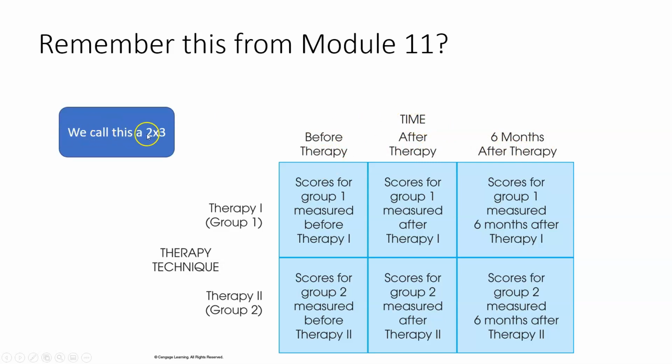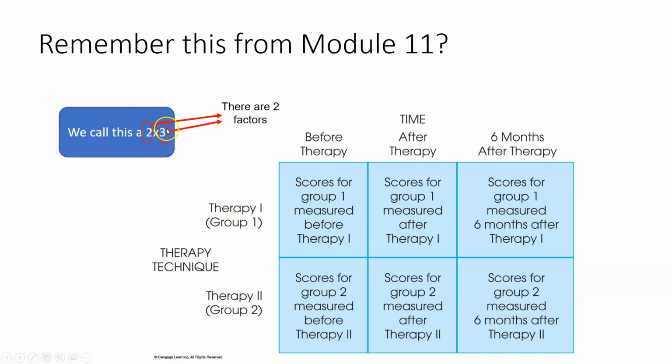We would call this a 2x3 ANOVA if we were comparing the means for this group versus this group versus this group versus this group versus this group versus this group. If we compared all 6 of those means, we would call this a 2x3 ANOVA. 2 levels of this one, 3 levels of this one.